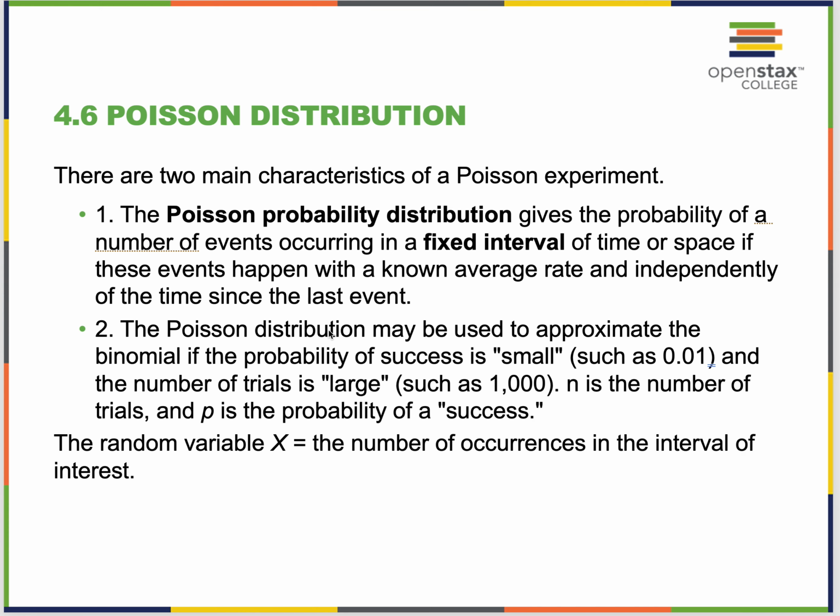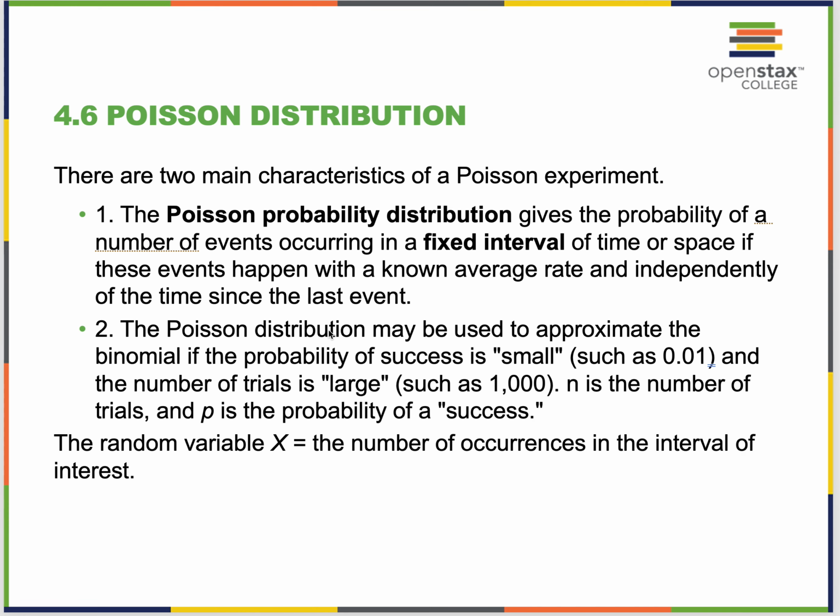All right, the next one is Poisson. Good, and I've got someone cutting the lawn near my house, which is always fun. So you get lawnmower noise. There are 2 main characteristics of the Poisson experiment. The Poisson probability distribution gives the probability of a number of events occurring in a fixed interval of time or space, if these events happen with a known average rate and independently of the time since the last event. So it's mean time between, independent. It will tell you how many are occurring.